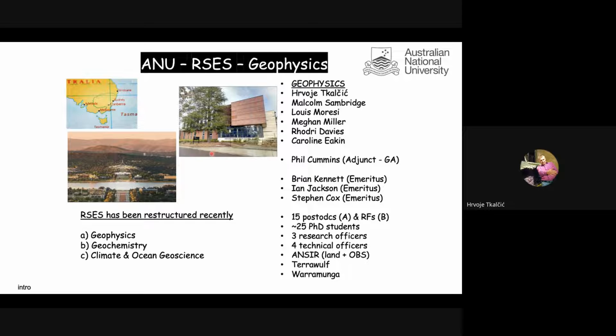And this is the Research School of Earth Sciences. We have been restructured recently to 3 departments or 3 areas: geophysics, geochemistry, and ocean and climate geoscience. Currently in geophysics, we have 6 continuing faculty members, and then we have a few emeriti and about 15 early career researchers and about 25 PhD students. So altogether, about 60 people work in geophysics area in different aspects of geophysics, but mostly seismology and geodynamics.